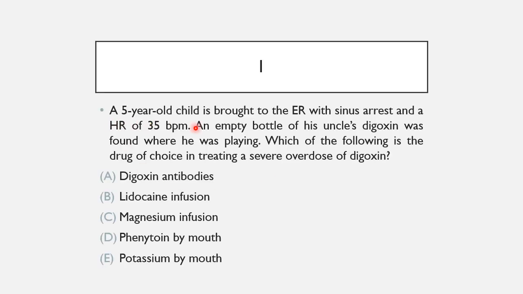A 5-year-old child is brought to the emergency room with sinus arrest and a heart rate of 35 beats per minute. Means he is having bradycardia. An empty bottle of his uncle's digoxin was found where he was playing. Which of the following is the drug of choice in treating a severe overdose of digoxin? So what's happening in this case? Why is he having bradycardia? Because of the parasympathomimetic effect of digoxin. And this is accidental overdosage. What will you give? Digoxin antibodies, lidocaine infusion, magnesium infusion, phenytoin or potassium? What will you do?